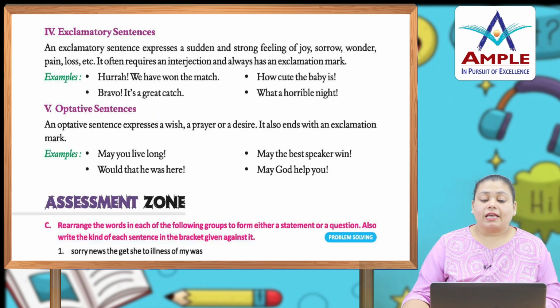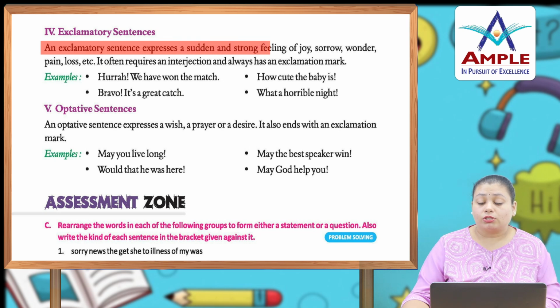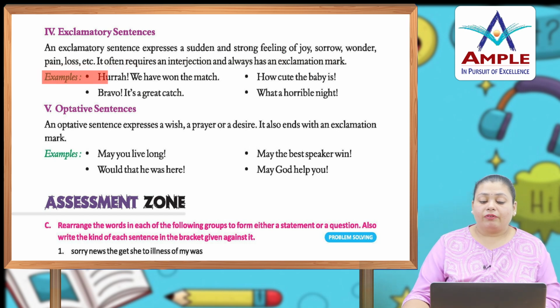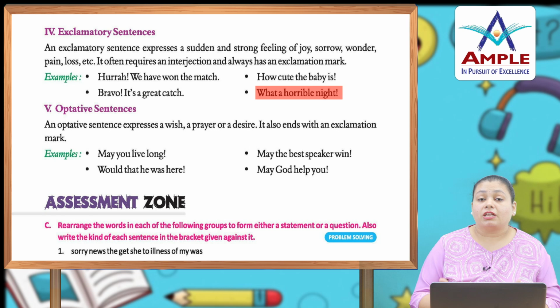Okay, now next is exclamatory sentence. An exclamatory sentence expresses a sudden and strong feeling of joy, sorrow, wonder, pain, loss, etc. It often requires an interjection and always has an exclamation mark at the end or with particular words as well. Example: hooray, we have won the match! Here you can see after hooray we put an exclamation mark. Okay, how cute the baby is! After completing a sentence we put an exclamation mark. Bravo, it's a great catch! What a horrible night! So in these sentences we are expressing our feeling.